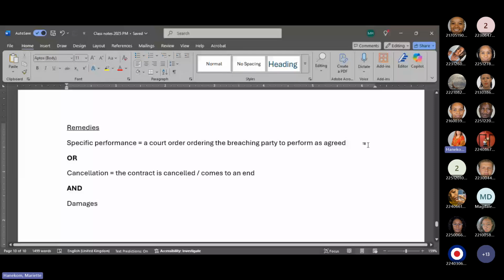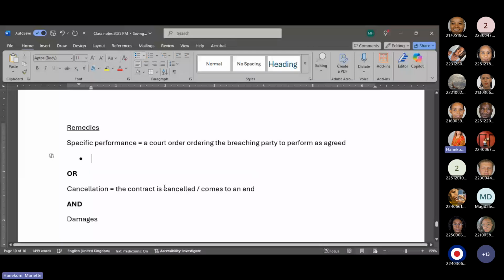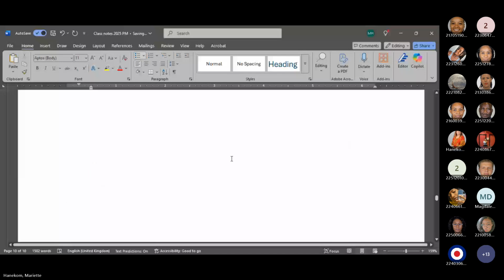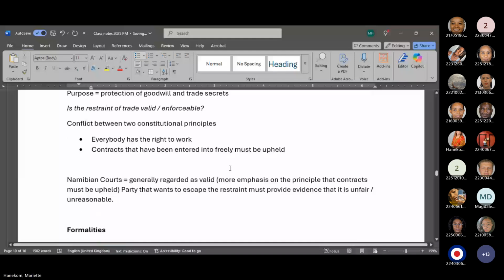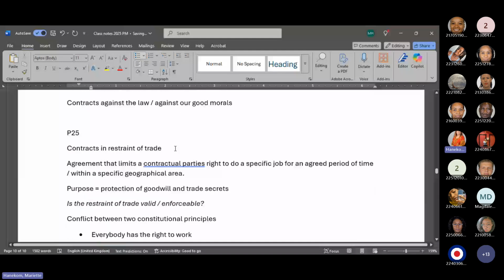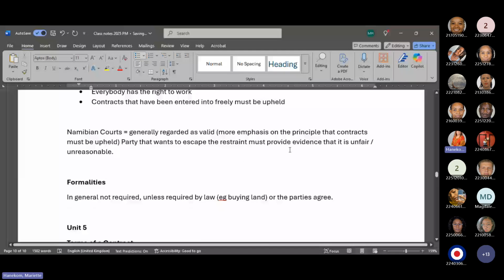Just a bit more detail about these two. Specific performance is the remedy of choice. Our courts like contracts. If I remind you what we did on Monday, when we were doing the restraint of trade, quick reminder, the restraint of trade was regarded valid because our courts emphasized the concept that contracts must be upheld.